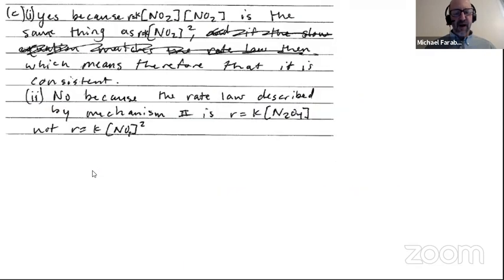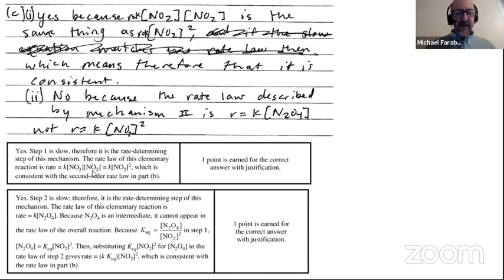All right, let me go ahead and pop the official scoring guidelines on the screen here. Now, they were correct in saying yes, but they were not specific. They did not mention the slow step of the mechanism or the rate law for the slow step. So their justification in part 1 was not sufficient. They had to mention something about the slow or the rate determining step to get credit for their justification.